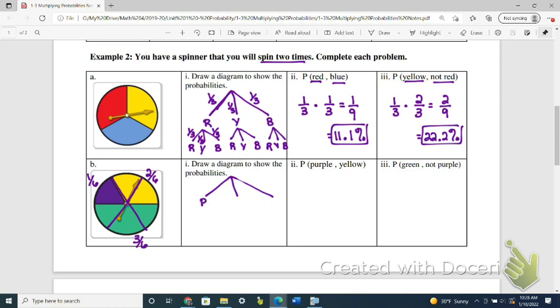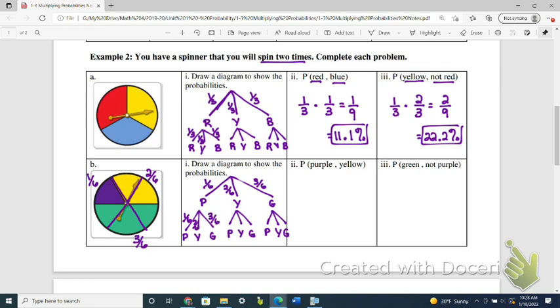So we have purple, yellow, green. So purple is a 1 out of 6, yellow is 2 out of 6, green is 3 out of 6. And yes, I know those can be simplified, but we're not going to worry about it since we're turning it into a percent at the end anyway. So again, on the second round, it's 1 out of 6, 2 out of 6, and 3 out of 6.